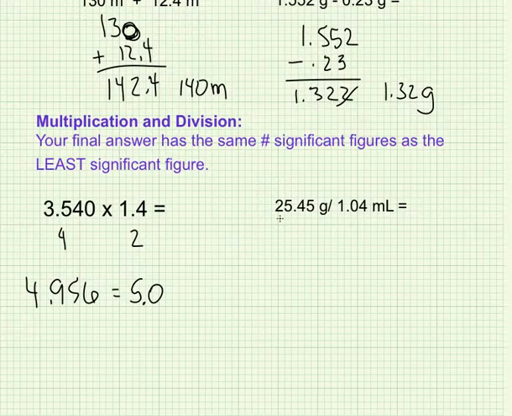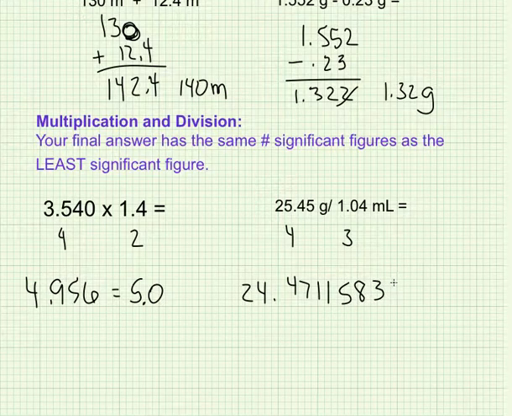All right, last but not least, let's do division. I'm going to take 25.45. I have 4 significant figures here. 1.04, I have 3. The best my answer can have is 3 significant figures. I put this in my calculator, and I get 24.471158385. Wow, that's a lot of numbers in my calculator.